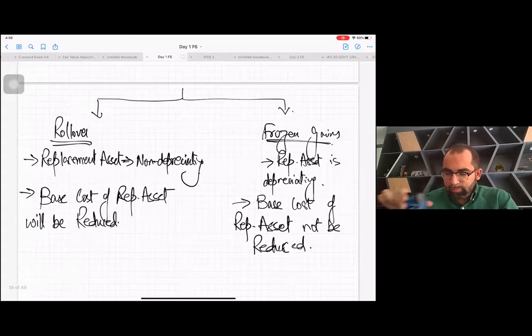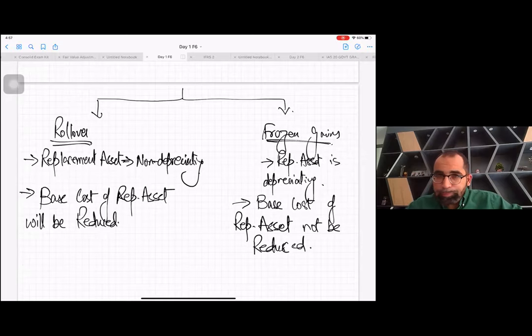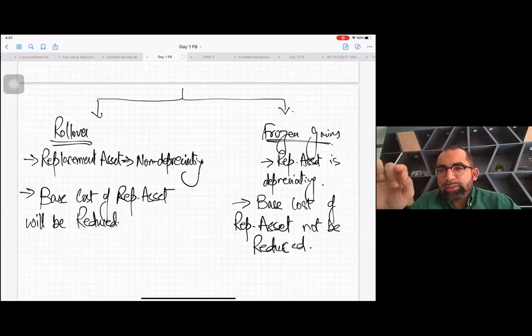Read the summary. Students, please read the summary. This is the summary. For rollover, the replacement asset must be non-depreciating. Base cost of replacement asset will be reduced. For frozen gains, replacement asset must be depreciating, and there is no reduction in base cost of the new asset.